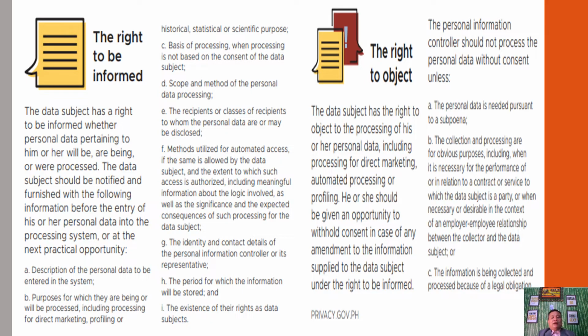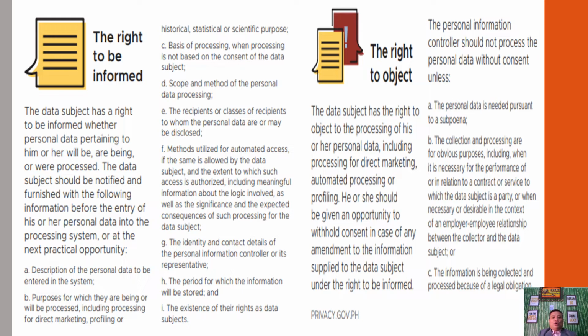So, for example, they will use your information about your former school in high school for marketing purposes. Okay, you have the right to be informed first, and they need your approval. Basis of processing, when processing is not based on the consent of the data subject, scope and method of the personal data processing, the recipients or classes of recipients to whom the personal data are or may be disclosed, methods utilized for automated access, and others.